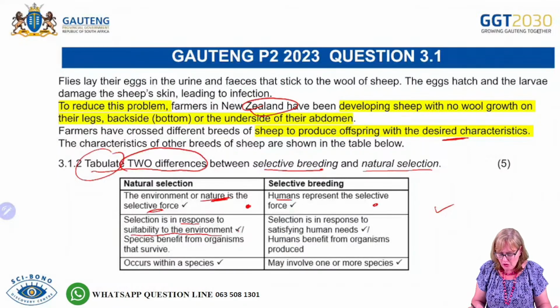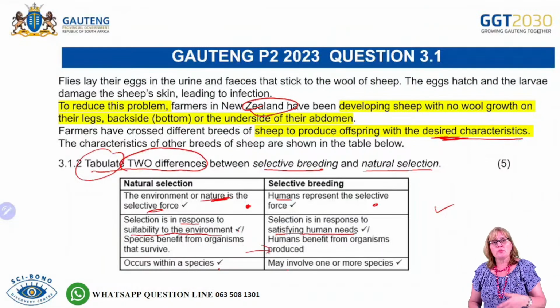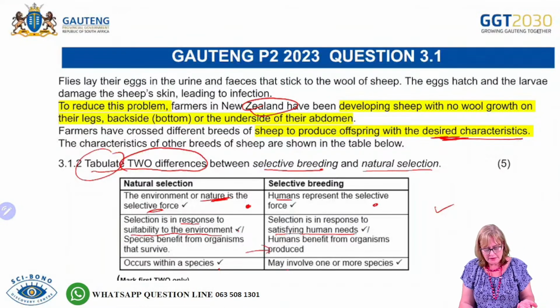So that will be that mark there. Now you must talk about how selection is being done on this side. On this side, it's to satisfy human needs. Then they want to have desired characteristics. So that's the second one. And then the third, it occurs within species in nature, but humans actually were able now, not in this scenario, but in other scenarios, were able to interbreed different species. Now, we're clever like that. Right, so those are the 3. You could have had any 2.